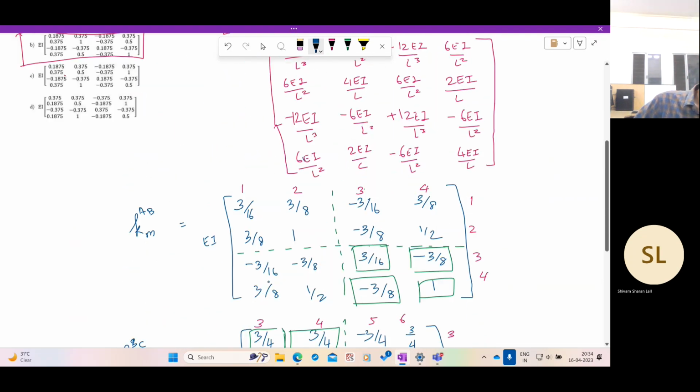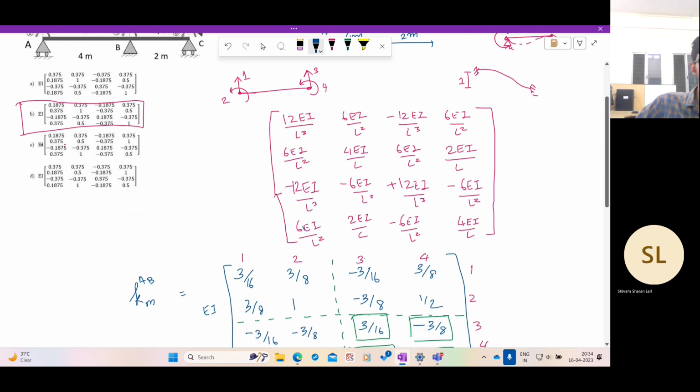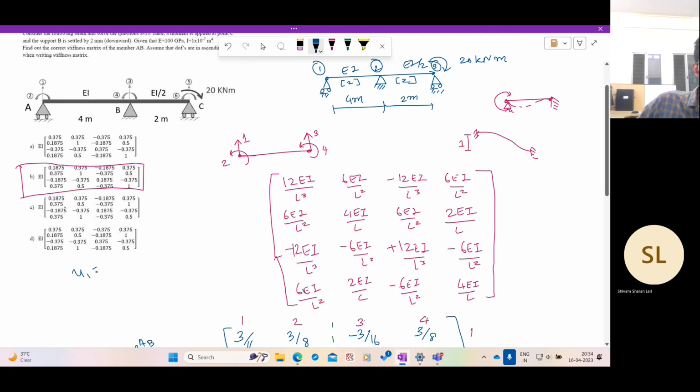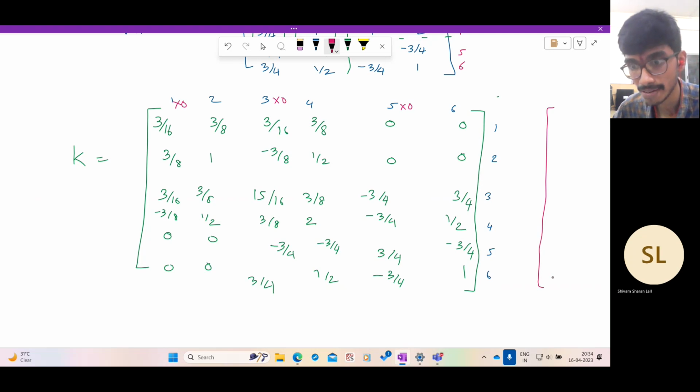Now let us see what are all the required things, right? So we know that U1 is 0. So what are the boundary conditions? U1 is 0, U3 is 0, and U5 is 0. All the vertical displacements are zeros. We only need the rotation degrees of freedom. So this column is going to multiply by 0. This column is multiplied by 0. This column is multiplied by 0. And what do we have in the force matrix? We have U6, the last one is minus 20 kilonewton meter.